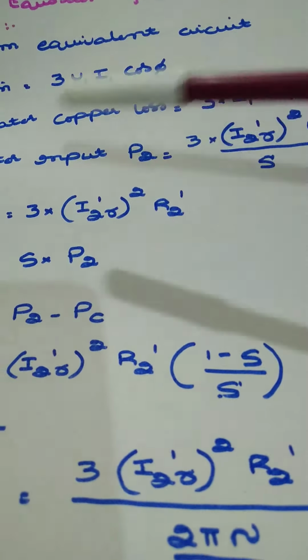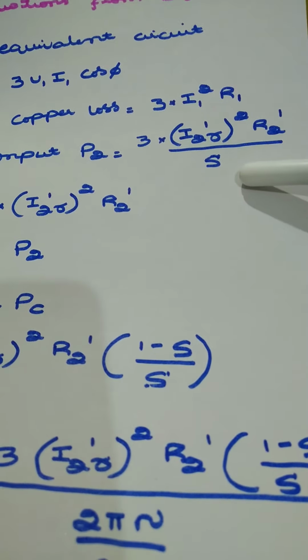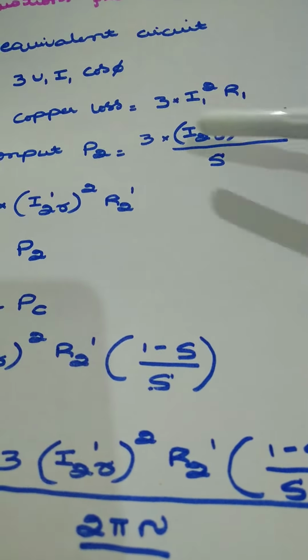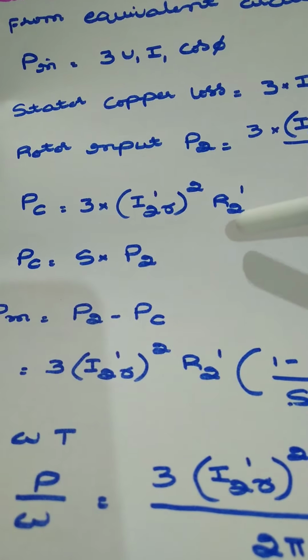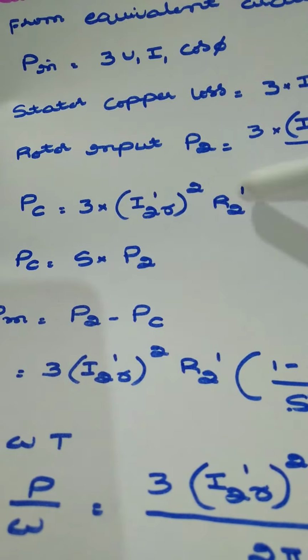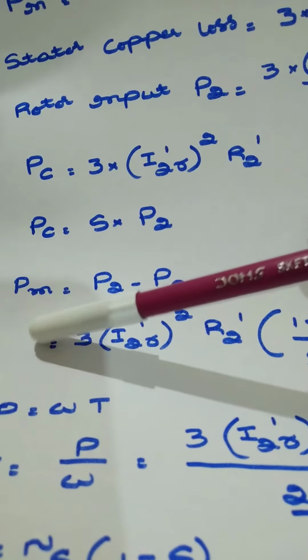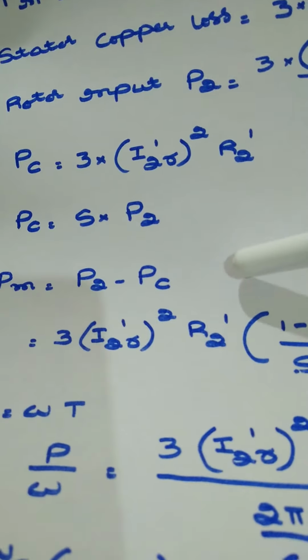Rotor input is nothing but rotor side power. You have to visualize I2 dash whole square into R2 dash into 3 phase divided by S. If you do it, then you get the rotor input. Rotor copper loss is nothing but current whole square I square R into 3 phase. Since it is a 3 phase, you have to multiply it by 3. From this equation, the copper loss in the rotor you can visualize as S into P2. And then mechanical power developed is nothing but rotor input minus rotor copper loss.